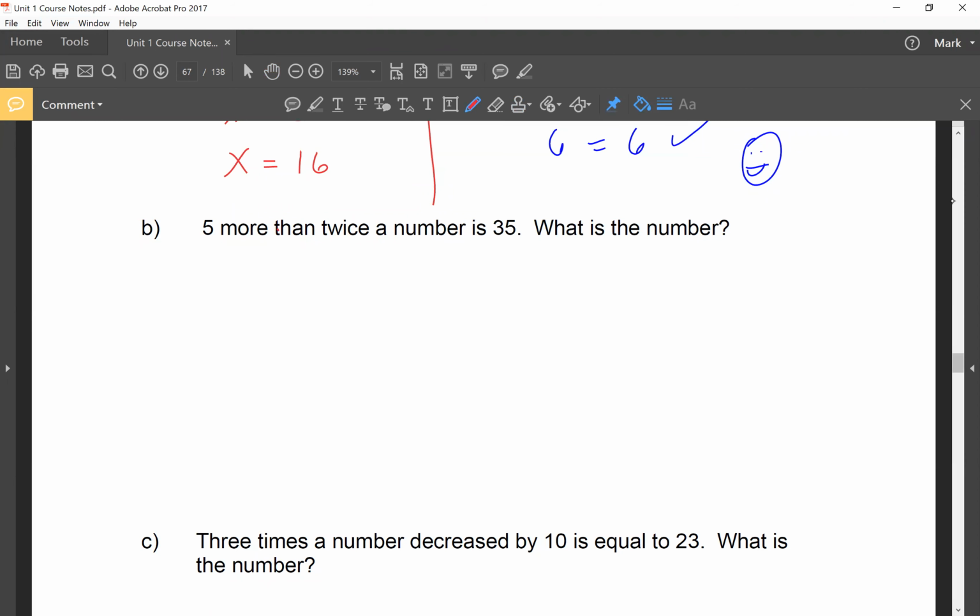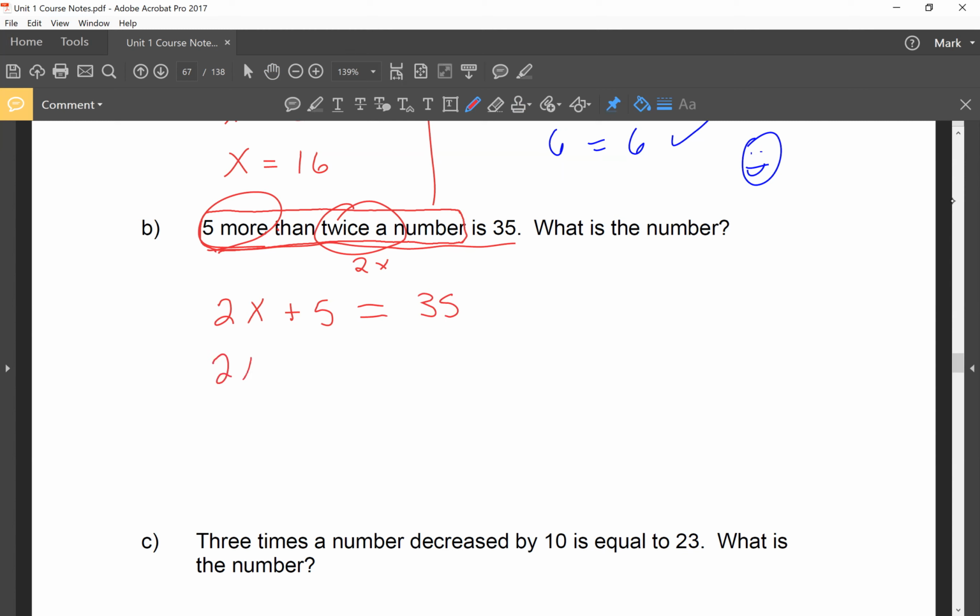5 more than twice a number is 35. So 5 more than means it's going to be plus 5. Some of you might be tempted to write this 5 plus 2x equals 35. That's fine. But typically 5 more than twice a number in math, oh, by the way, twice means 2 times, typically in math, we would say 2x plus 5. So 5 more than twice a number is 35.